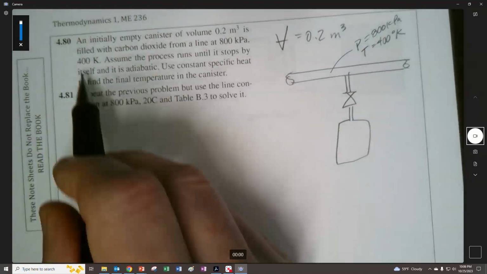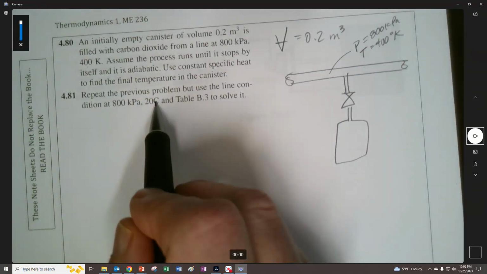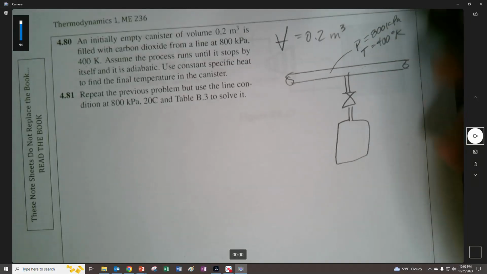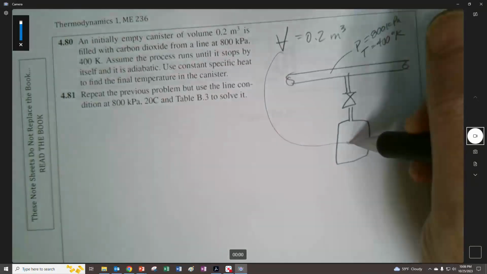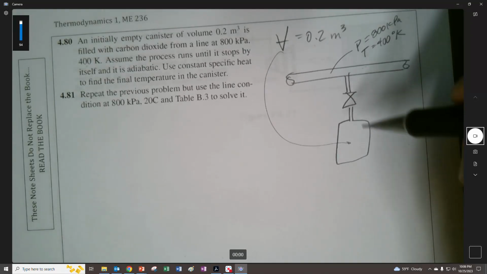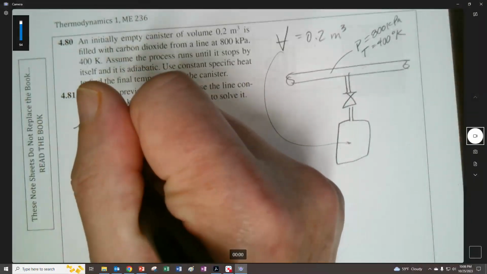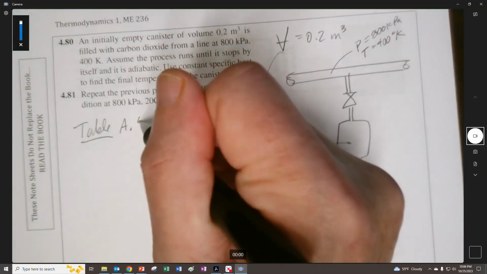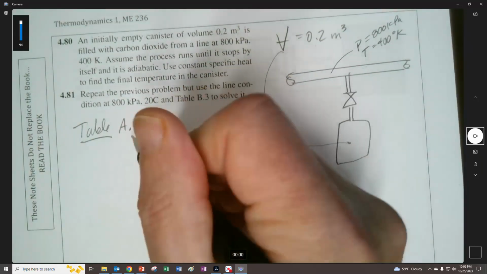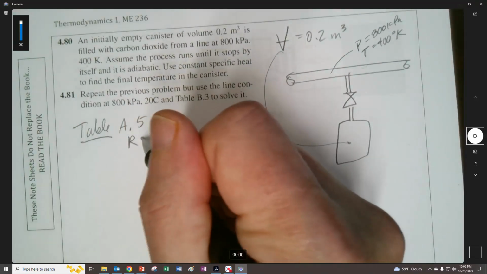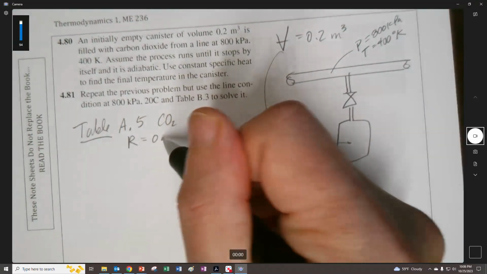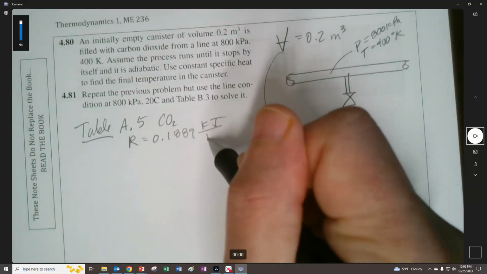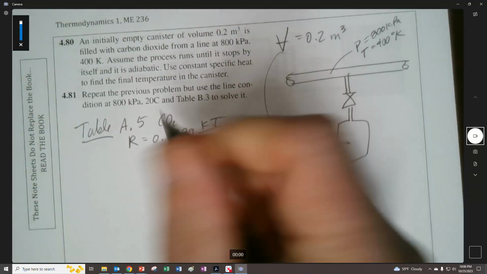And it's kind of weird how they changed from Kelvin to Celsius right there. I just noticed that. All right, and this is the volume. Then we might want to take a look at the properties. So we take table A5 for CO2. I won't use that one very much for problems. That's 0.1889 kilojoules per kilogram degree Kelvin.